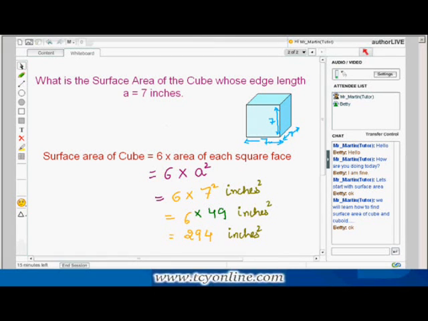We can consider one more example. Surface area of a cube is required to be calculated whose edge length is given as 7 inches. By applying the formula for calculating the surface area of a cube, that is 6a square, where a is the area of each square face, and simplifying after plugging in the value of edge length as 7 inches, the surface area is found to be 294 square inches.